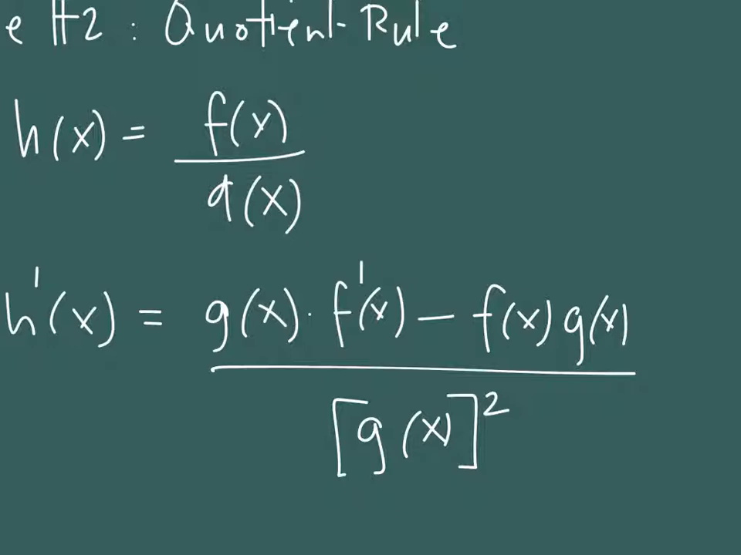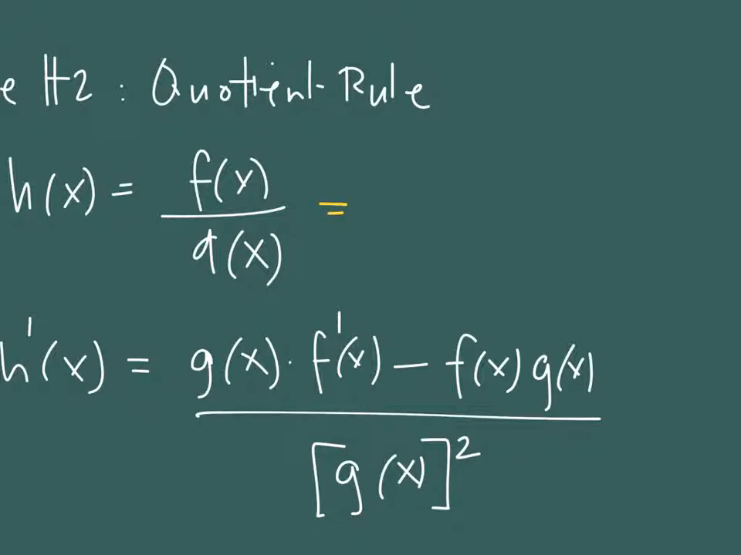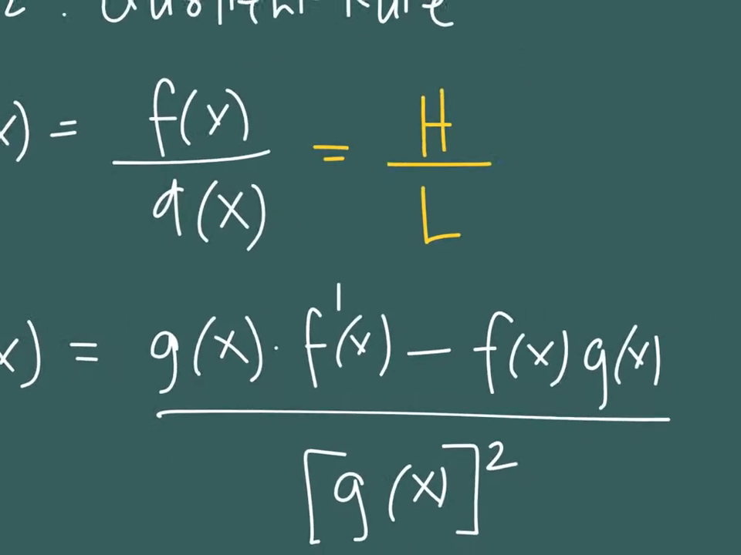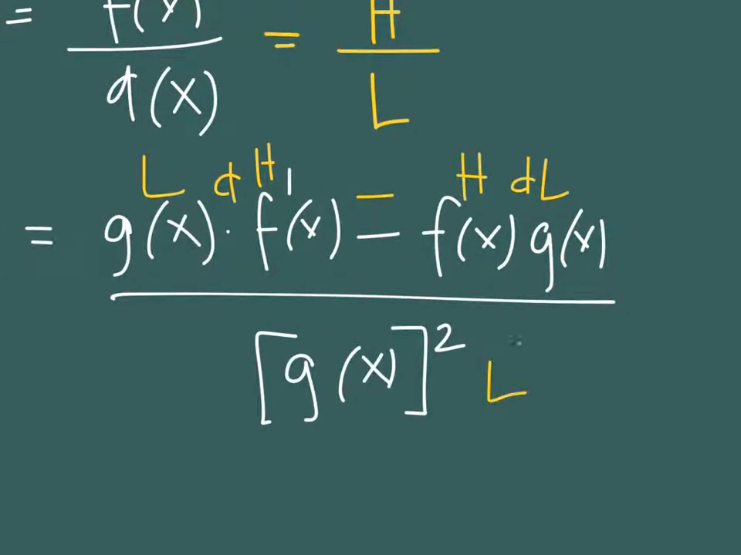Okay, some teachers use this way to immediately memorize the formula. Let the numerator be h, that's high, and let the denominator be l, that's low. So that's l dh minus h dl over l squared. So they say low d high minus high d low over low squared, to easily remember it. Okay?